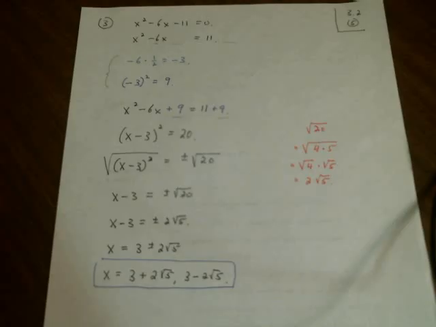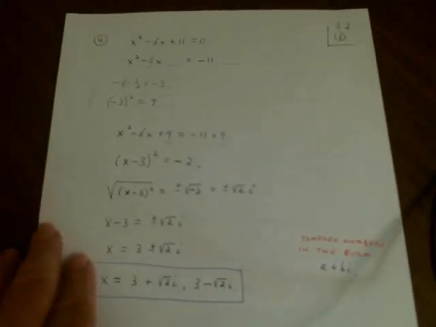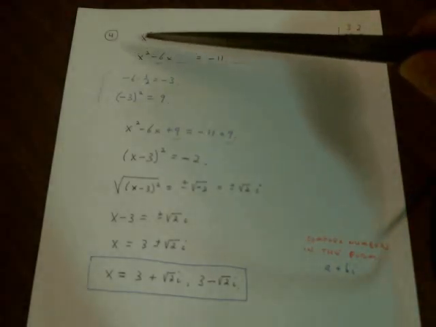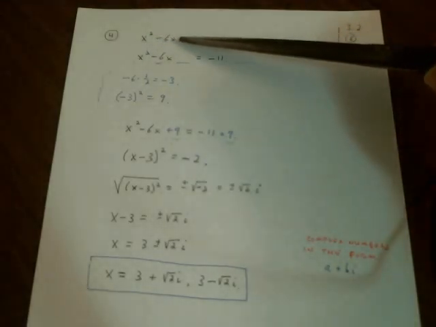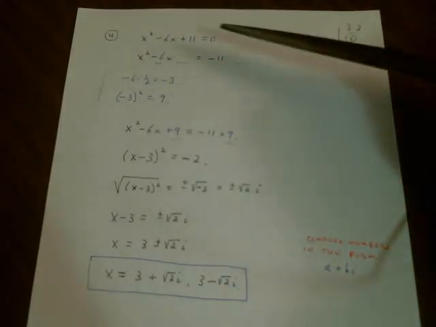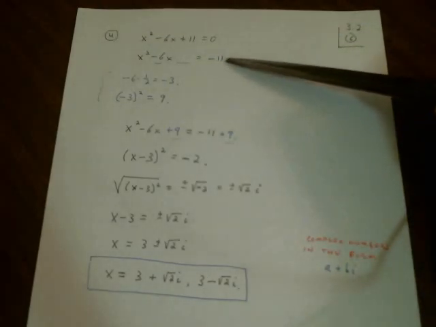Right. The last example for this video is this one here. It looks very much like the one we just did, in the sense that it has almost the same numbers. x squared minus 6x plus 11 equals 0. The problem 3 we just did had minus 11. But same procedure: make sure your leading coefficient is 1. It is. Bring that constant over to the right side.